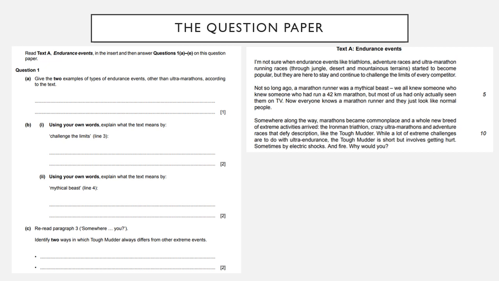So they want to see that you've tried to have a go at pushing, expressing that in your own way, and then you should get a couple of marks for that. And then the next one, we've got "mythical beast" on line 4. Let's have a look at that one.